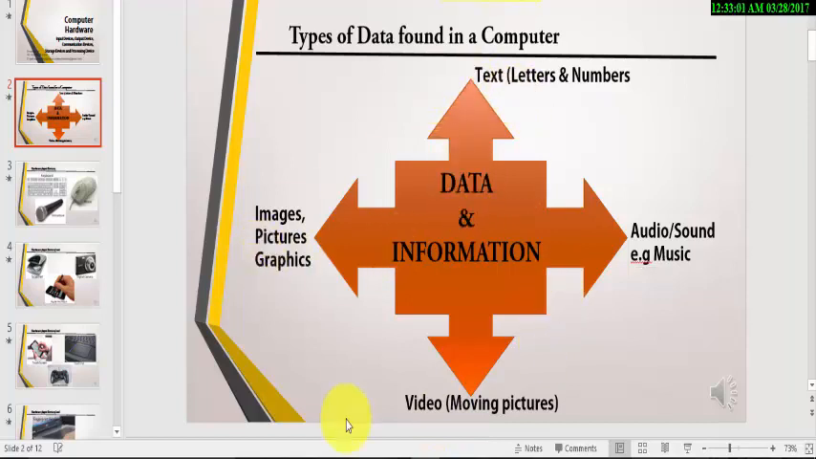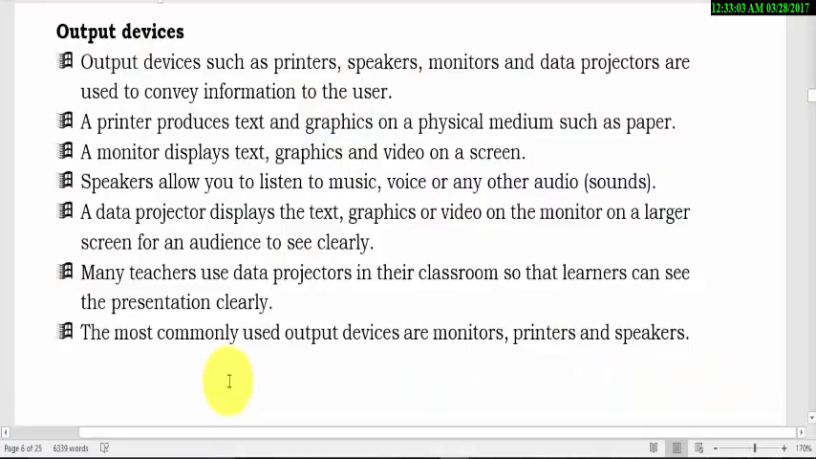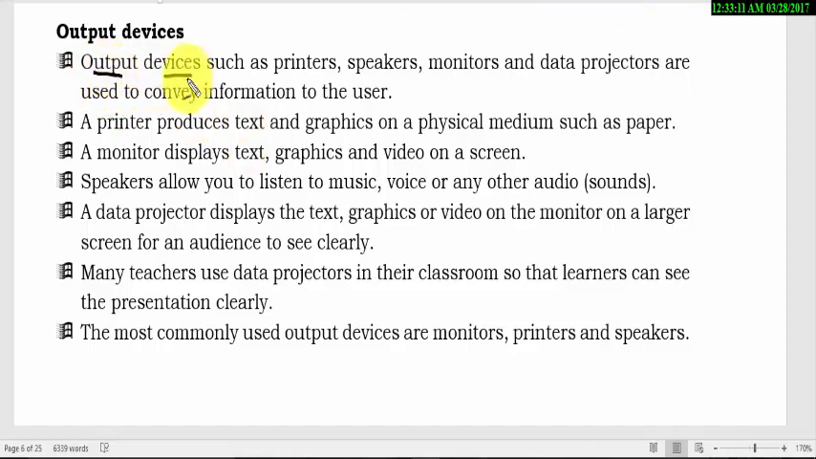Thank you very much. So we look at our work there again. Let me get my pen first. So what we are saying is that a printer produces text and graphics on a physical media, such as what? Paper. Now, a monitor displays text, graphics, and videos on the screen.